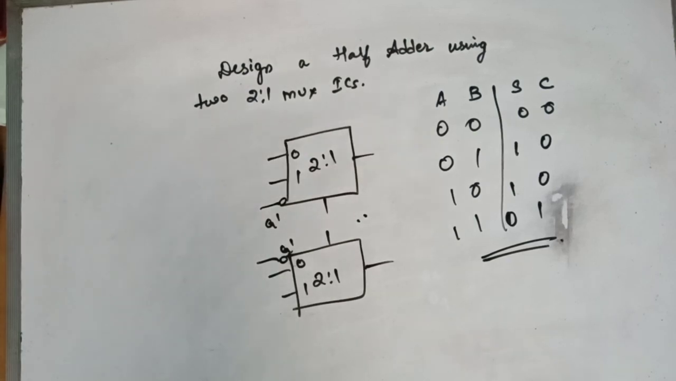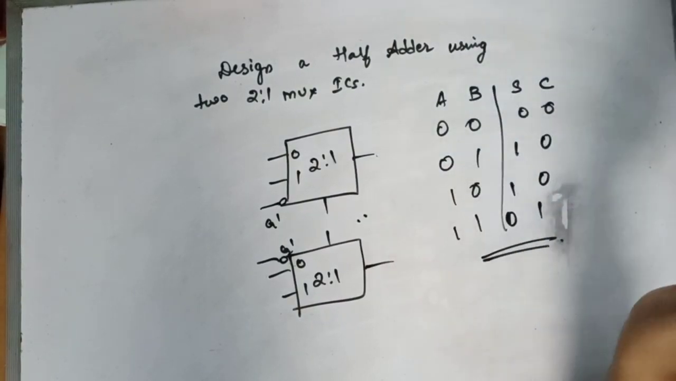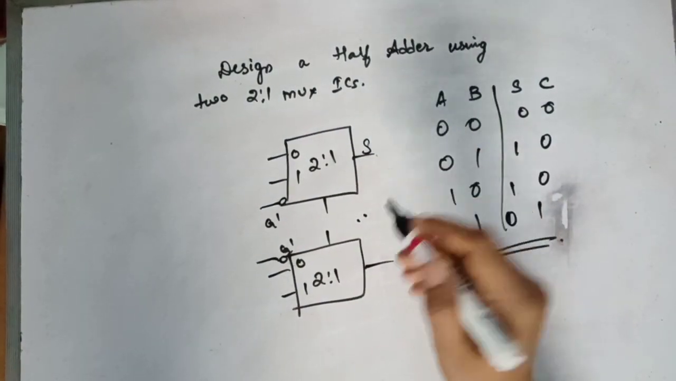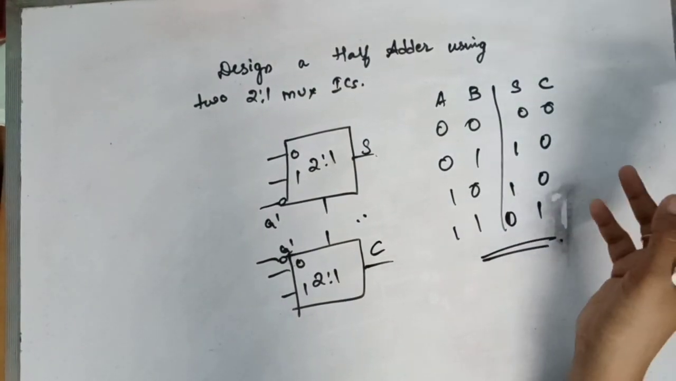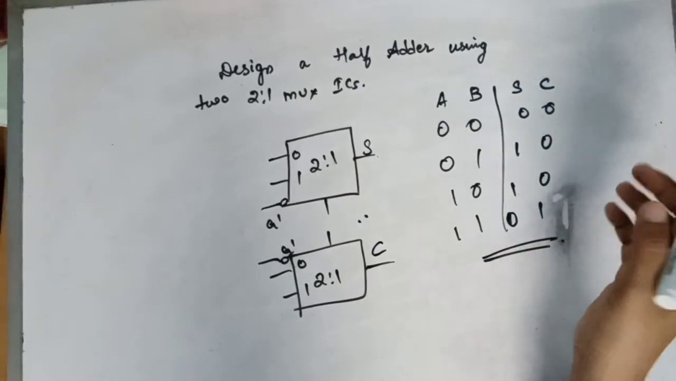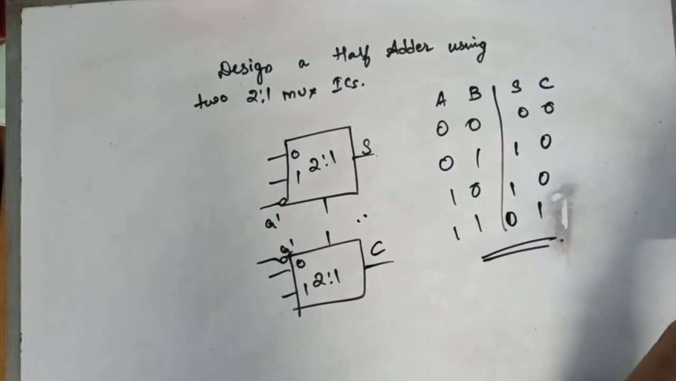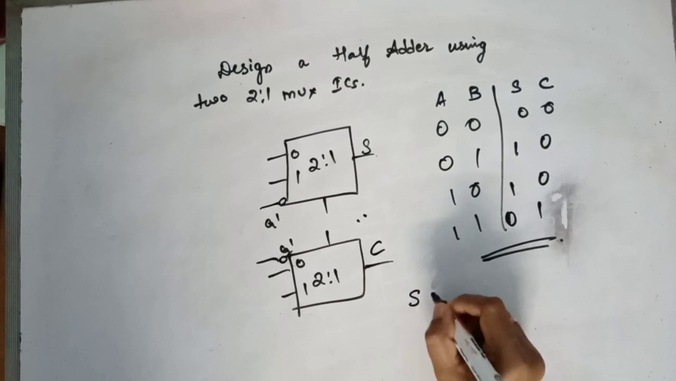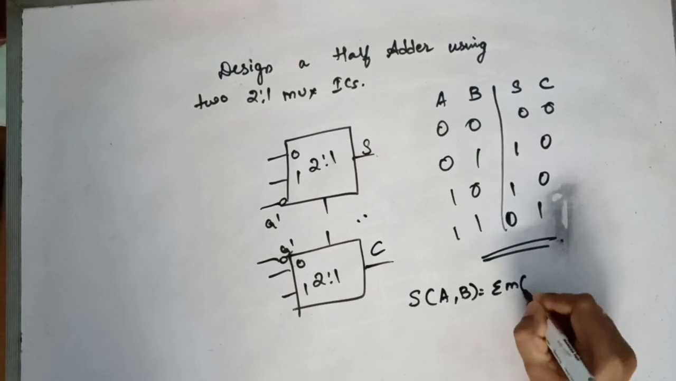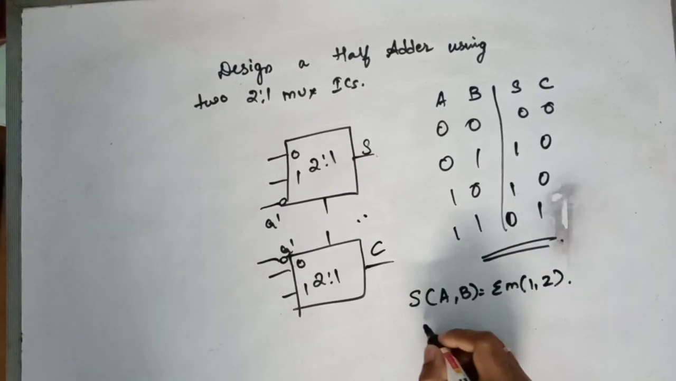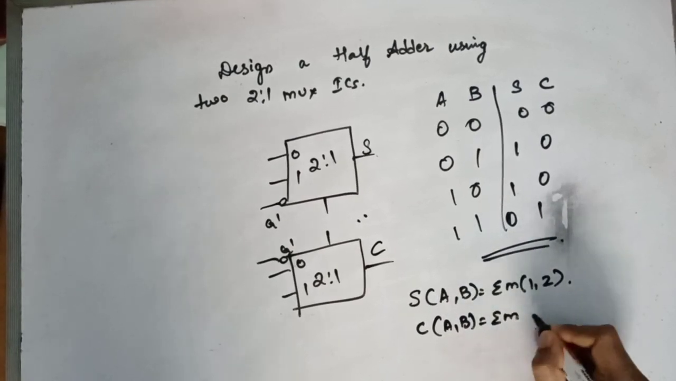So how do you connect these? Half adder means you need two outputs, so you have two outputs. Suppose this is my sum and this is my carry. So where do I give A, where do I give B? How do I get all these? So you can think about this as an SOP. So sum is a function of AB equal to sigma m 1, 2, and carry is a function of AB equal to sigma m 3.